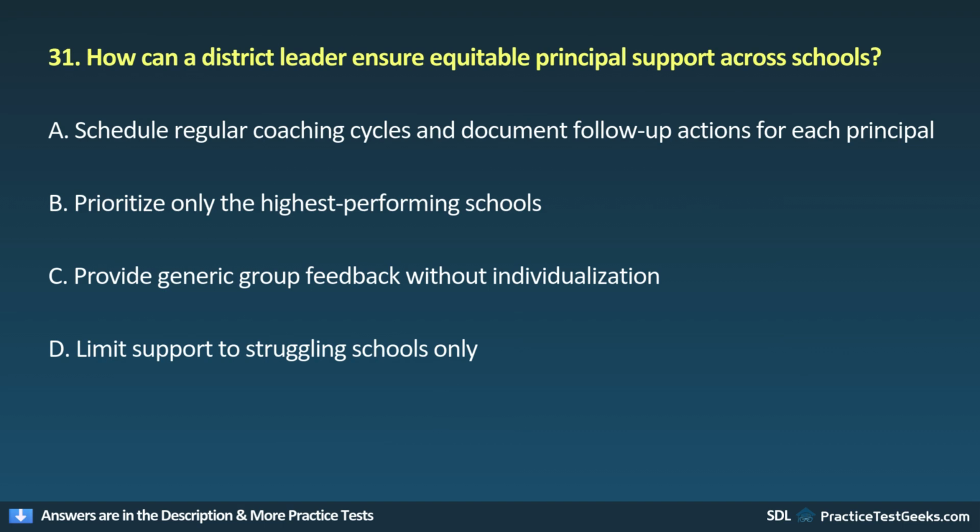31. How can a district leader ensure equitable principal support across schools? A. Schedule regular coaching cycles and document follow-up actions for each principal. B. Prioritize only the highest performing schools. C. Provide generic group feedback without individualization. D. Limit support to struggling schools only.